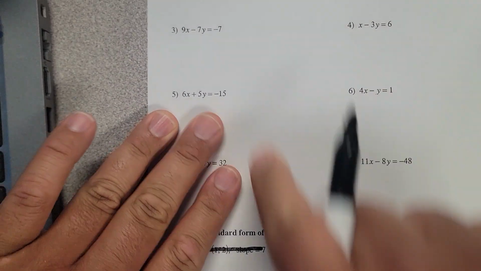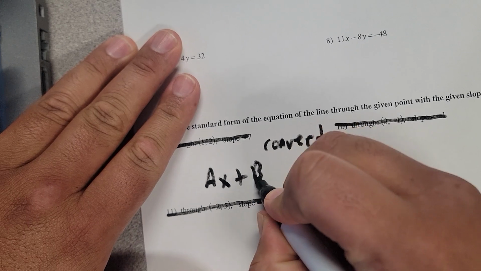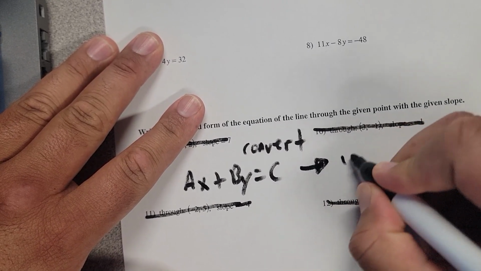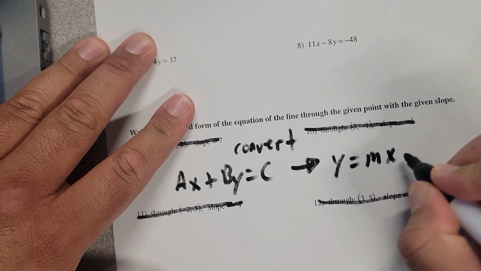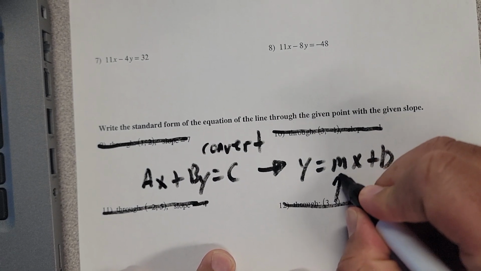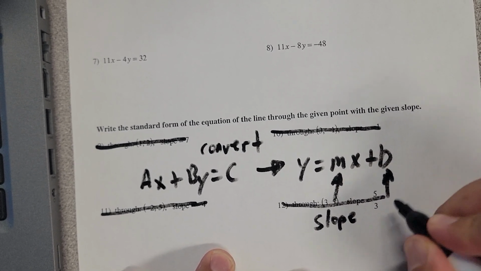All right, so these problems right here are in what we call standard form, so ax plus by equals c. And I want to make it look like y equals mx plus b. Now the reason we like this form is because the m is the slope number and the b is the y-intercept.